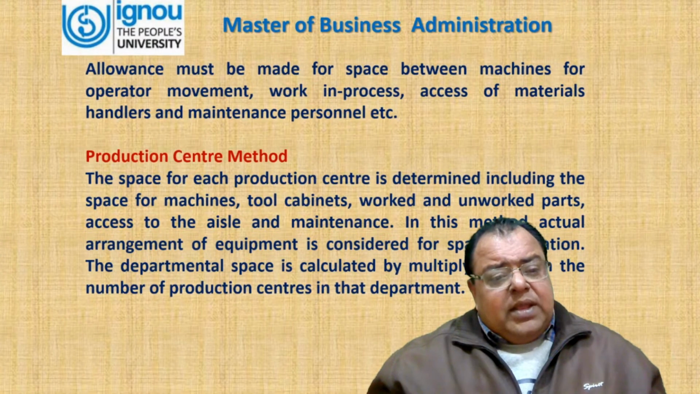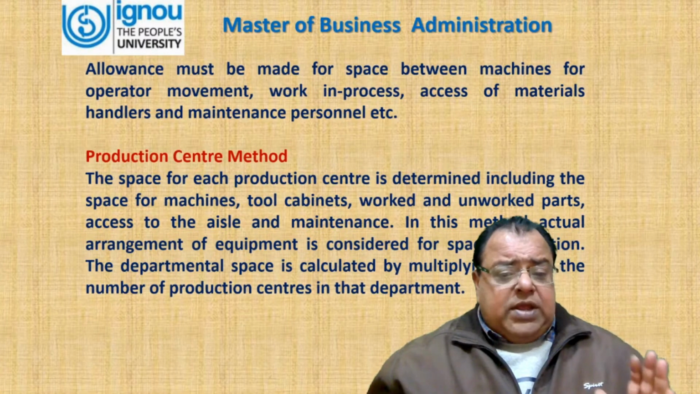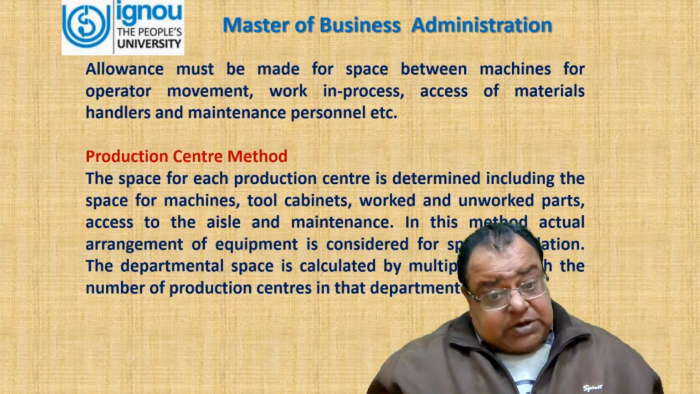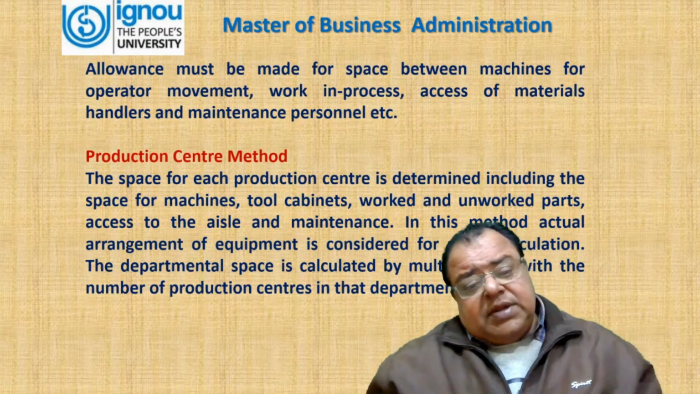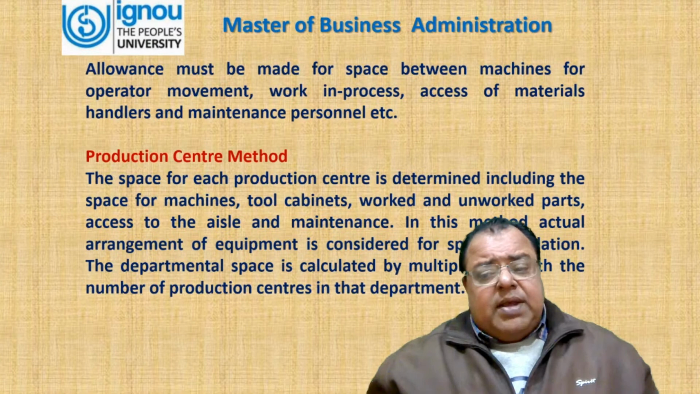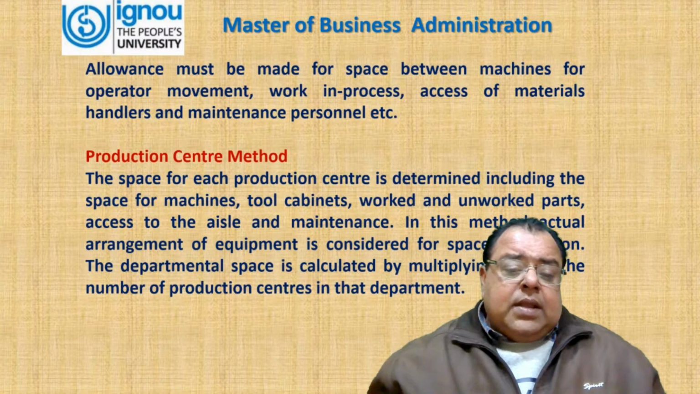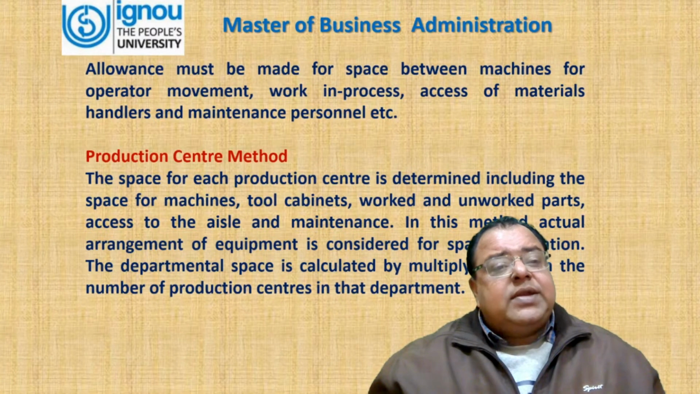Allowance must be made for space between machines for operator movement, working process, access of materials, handlers, and maintenance personnel, etc. If we talk about production center method, the space for each production center is determined including the space of machine, tool cabinets, worked and unworked parts, access to the site, and maintenance. In this method, actual arrangement of equipment is considered for space calculation. The departmental space is calculated by multiplying it with the number of production centers in that department.